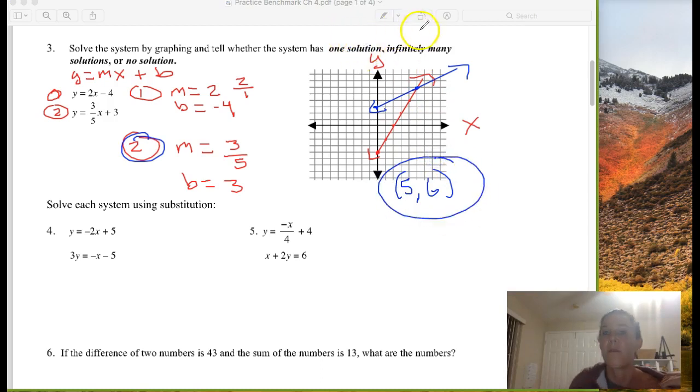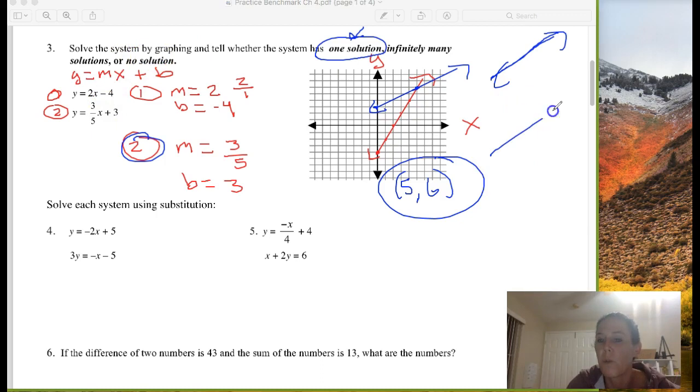So does it have one, infinitely many, or no solutions? It has one solution. The solution is 5, 6, and that is the graph. Okay, so make sure you tell me one solution, make sure you graph it, and you tell me what the solution is. Infinitely many solutions would look like a line and then another line on top of itself. Okay, that's infinitely many solutions.